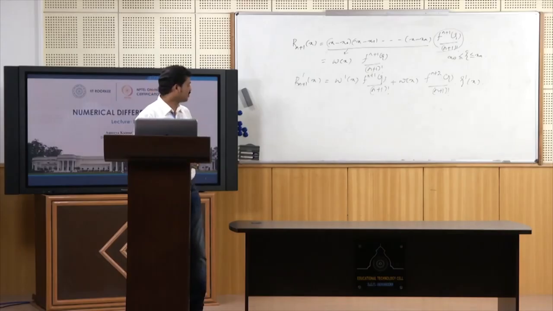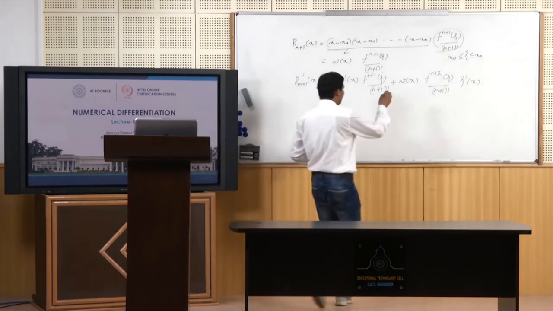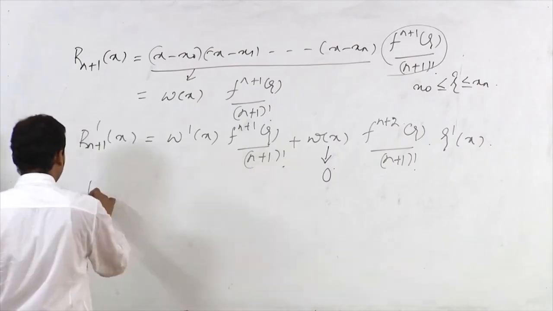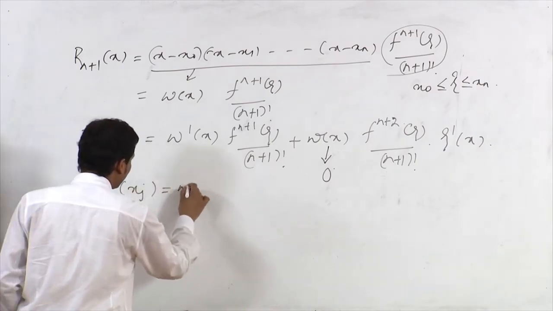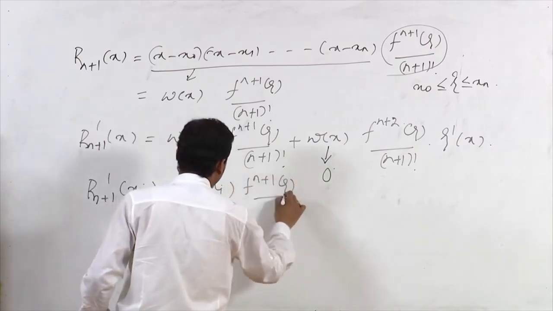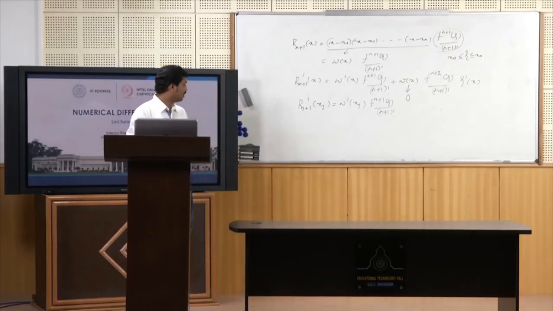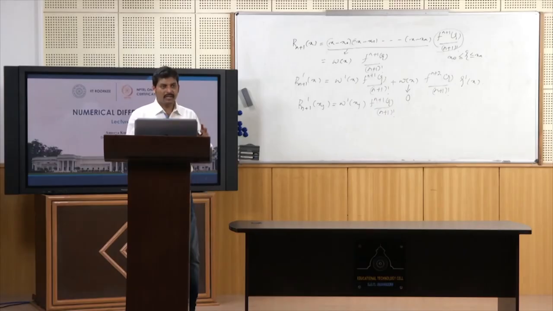This means that if you just consider exactly x equals x_j, then obviously this omega(x) will give you a 0 value here. Then we can write this polynomial as R_{n+1}'(x_j) exactly equals omega'(x_j) f^(n+1)(zeta) / (n+1)!, where this zeta should lie between x_0, x_1 to x_n, for the maximum value within any of these intervals, and the minimum value within this interval.